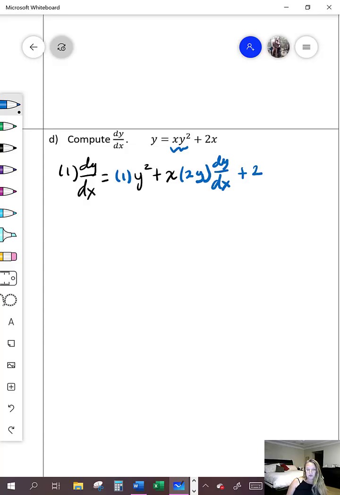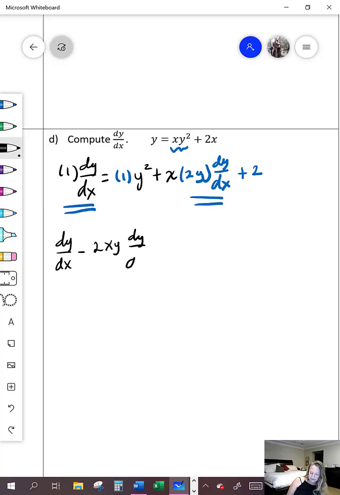So we want to get dy dx by itself. So we want to isolate terms with dy dx. Let's subtract maybe this term. And so we have dy dx minus x times 2y, so minus 2xy dy dx is equal to y squared plus 2. Let's factor dy dx out of both of these terms.